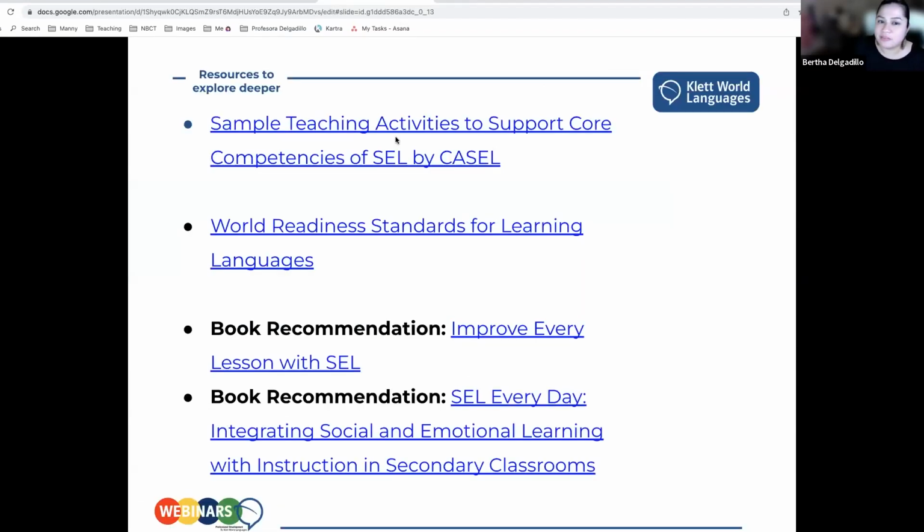So those are, if you just kind of want to start brainstorming, maybe for next year, or maybe for the next couple of weeks, depending on how ready you feel to start this, or to keep growing in this. I mentioned the World Readiness Standards for Learning Languages here by ACTFL in the US.